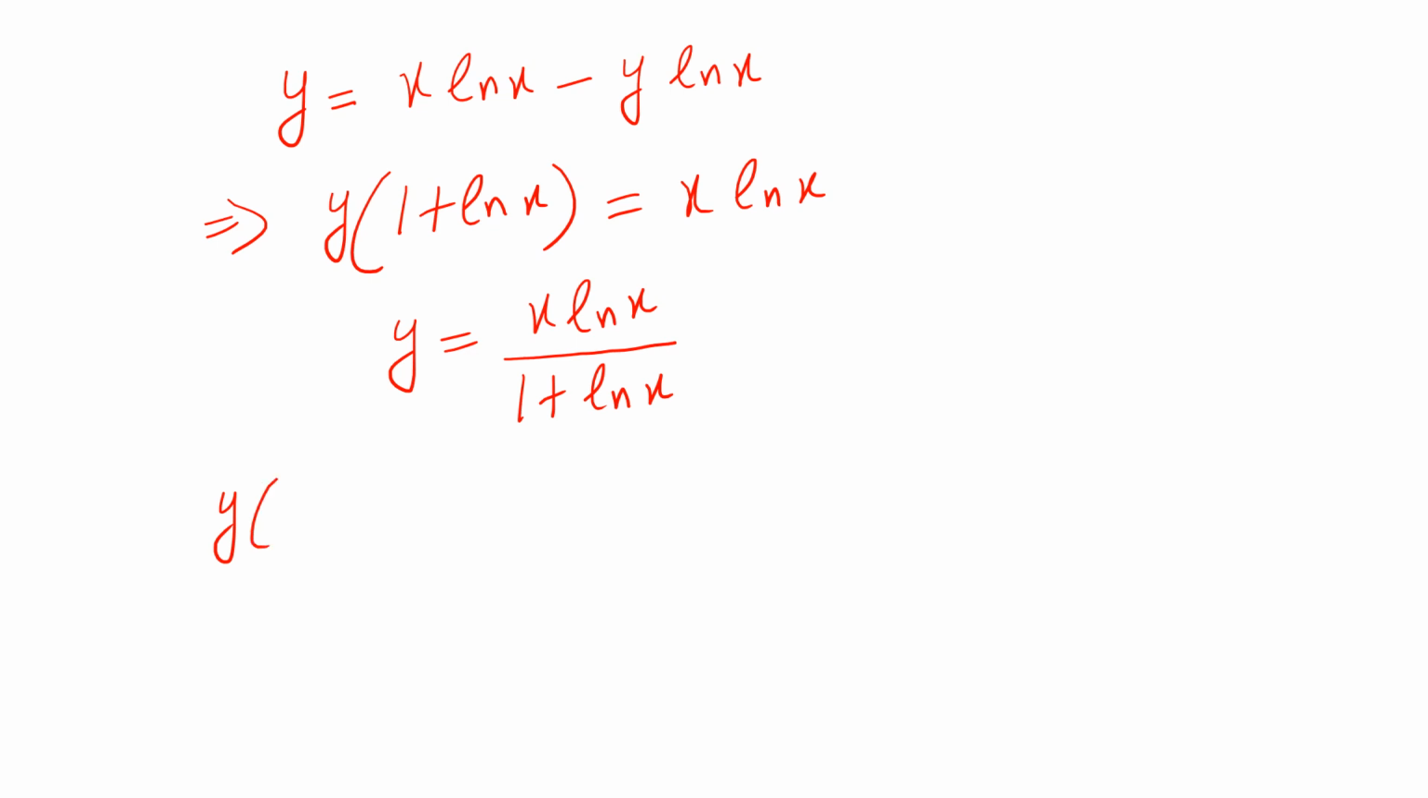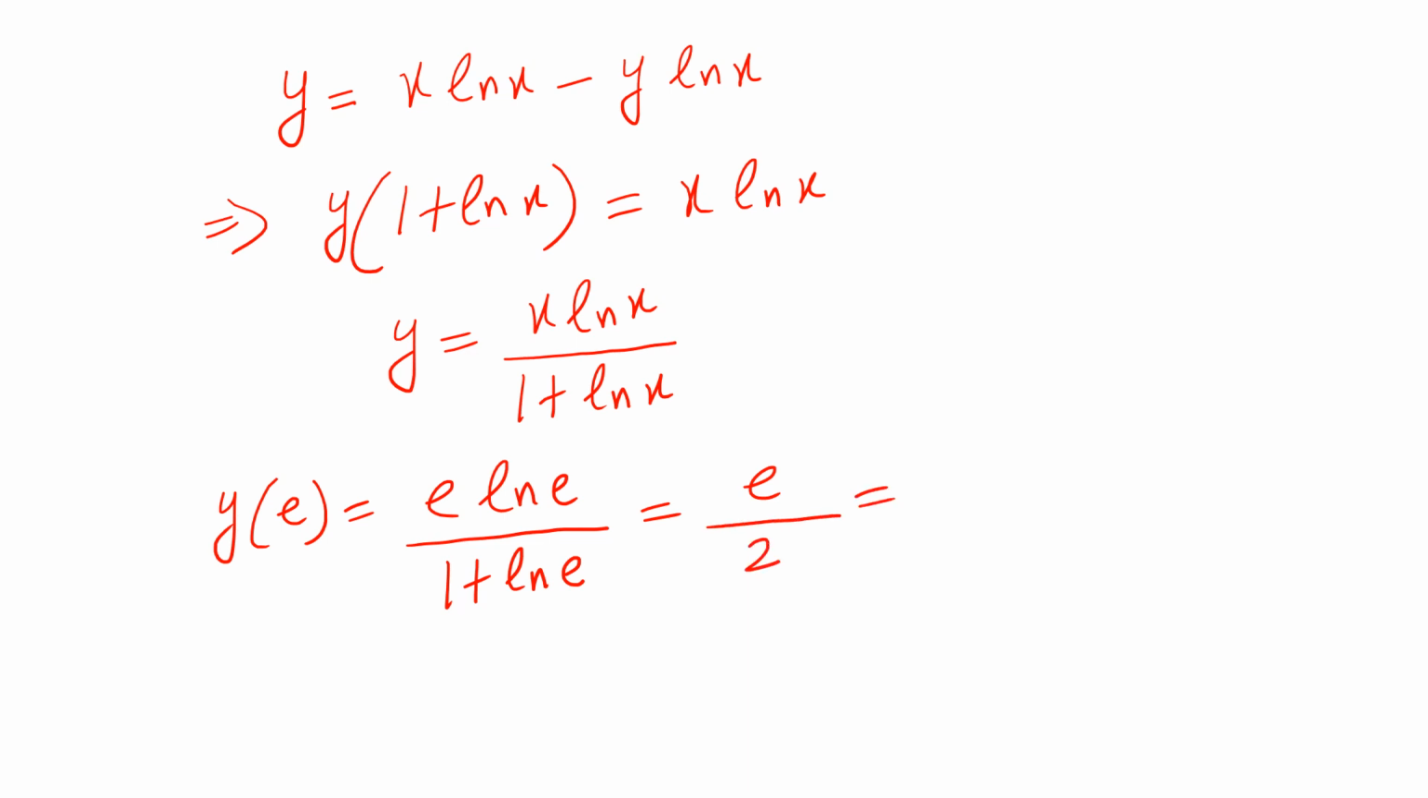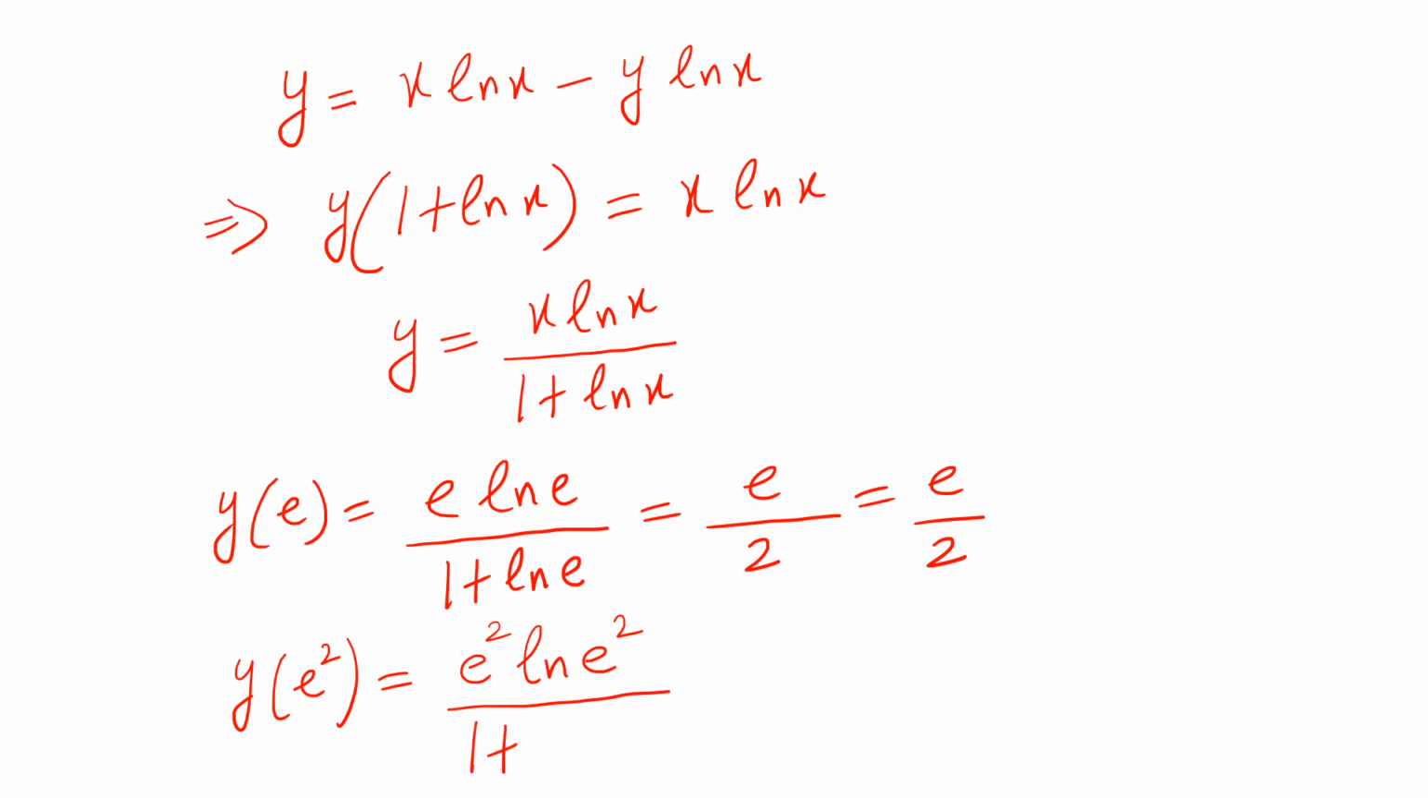Now y at x equal to e becomes e into ln e whole divided upon 1 plus ln e, and we know that ln e is 1. So this becomes e upon 1 plus 1, which is 2. So this is e upon 2. Now students, y at x equal to e square becomes equal to e square into ln of e square divided upon 1 plus ln of e square.